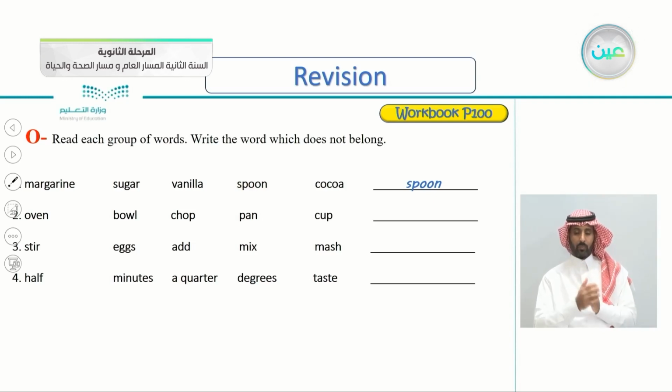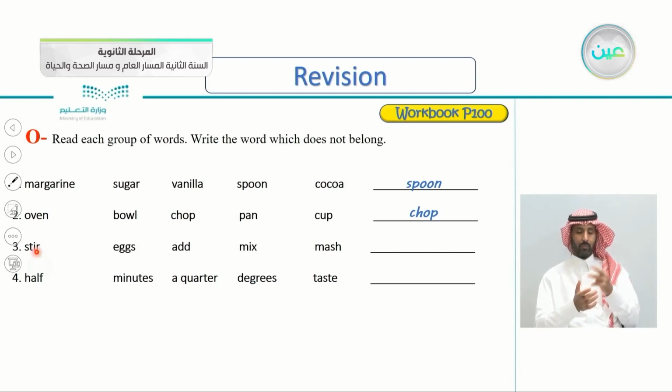So I think now you know how this exercise works. Number 2, oven, bowl, chop, pan, cup. So which word doesn't belong here? So I think this is also an easy one. It's chop, because all of these are things in the kitchen. You know, the oven, the bowl, the pan, the cup, all of these you find in the kitchen, but not the chop. The chop is an action. To chop is to cut some vegetables and so on.